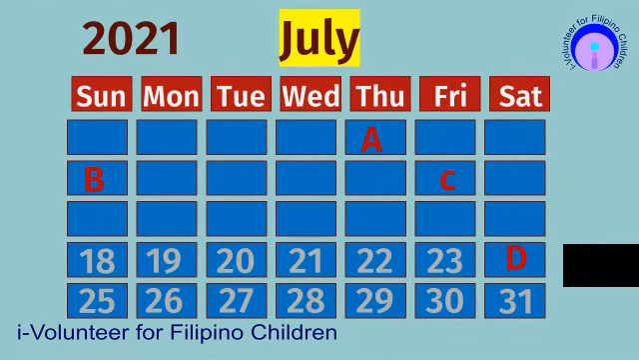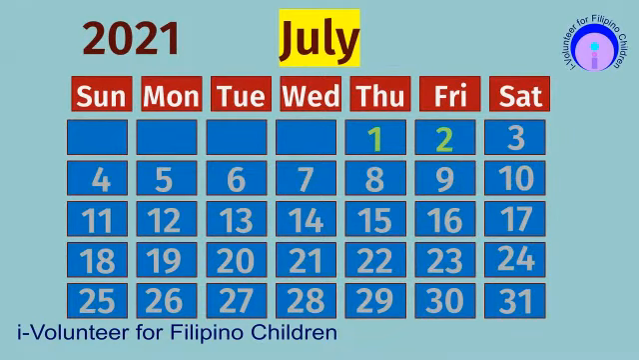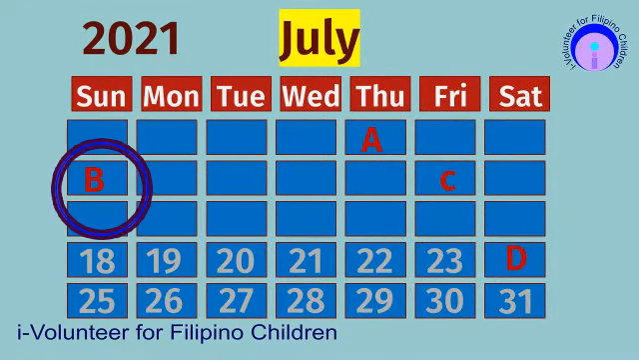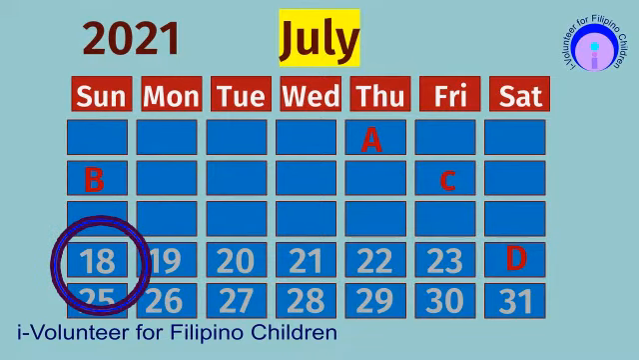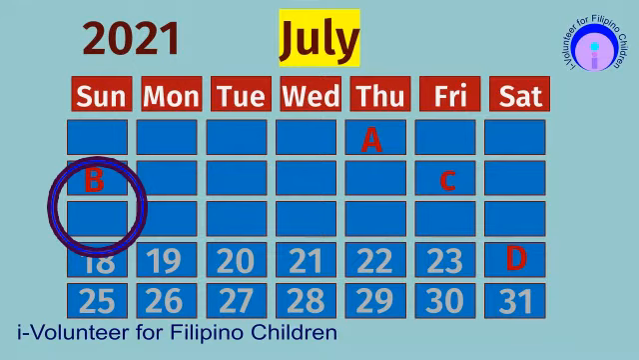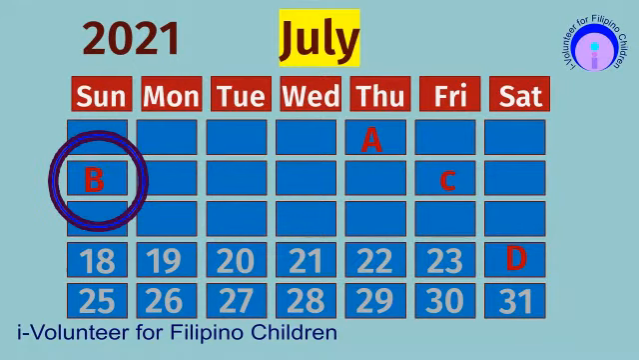Unahin muna natin ang pinakamabilis. Letter D. Letter D is July 24. Ang isusunod natin ay ang letter B. Dahil pabalik tayo, we will minus 7 from 18. 18 minus 7 is equal to 11. 11 minus 7 is equal to 4. Therefore, letter B represents July 4th, 2021.